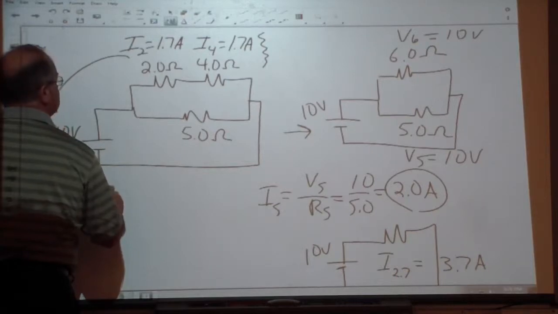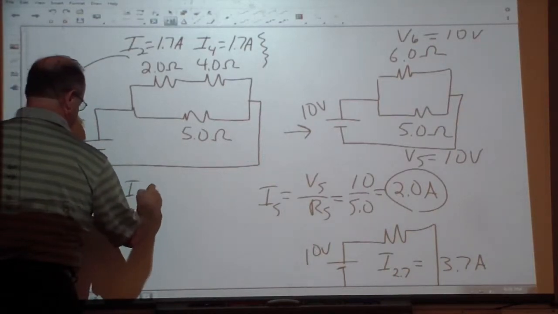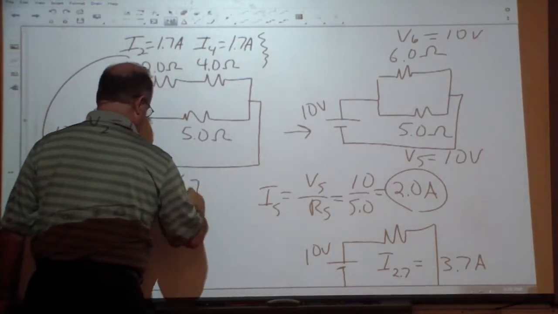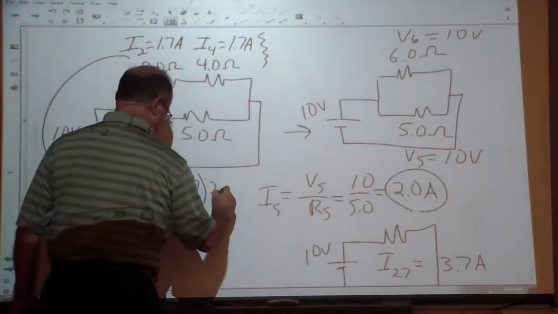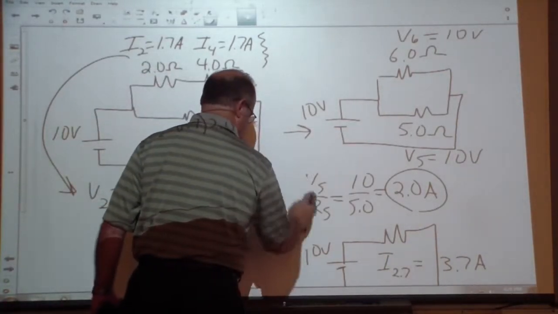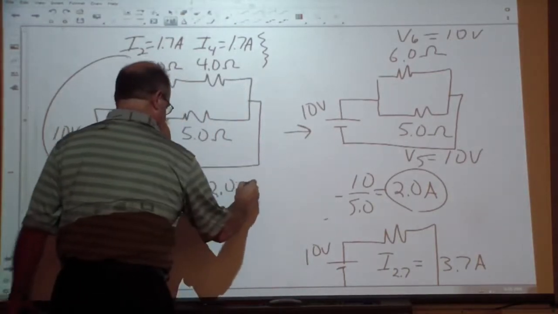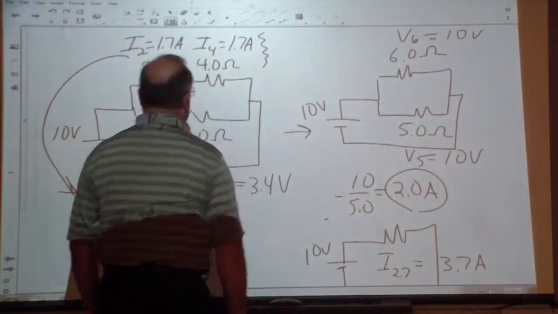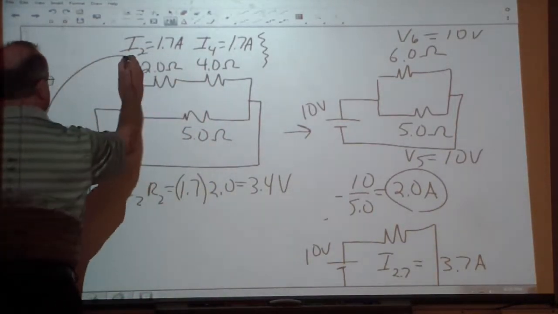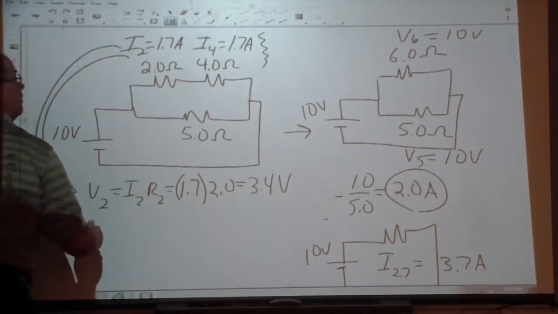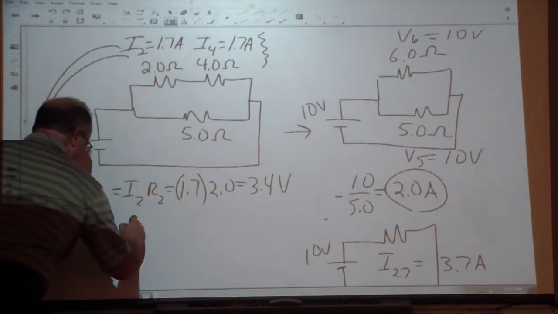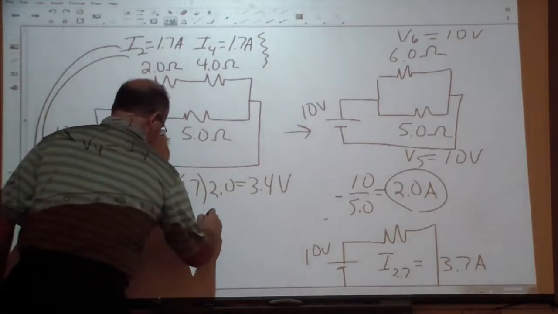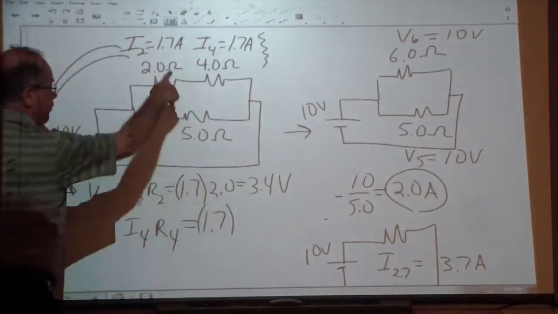So V equals IR, so V2 equals I2 R2, which equals, the current's going to be 1.7, and R is going to be 2, which equals 3.4 volts. Okay, and let's check out this in here. V4 equals I4 R4, 1.7 amps times 4 ohms.